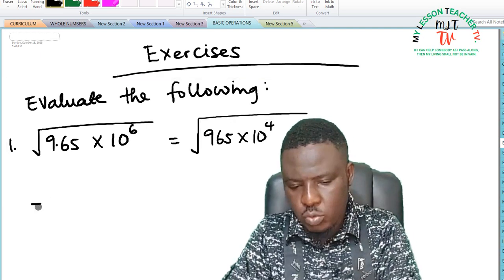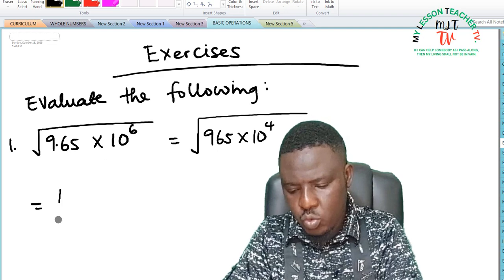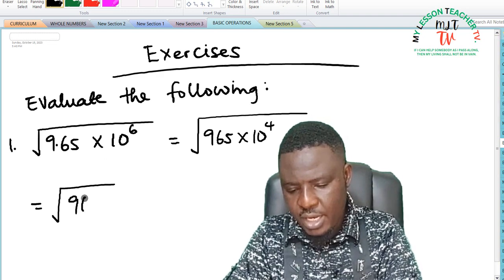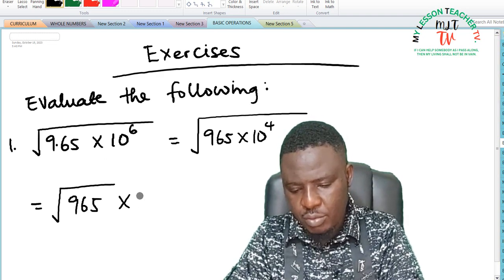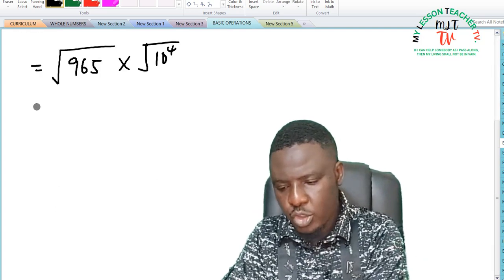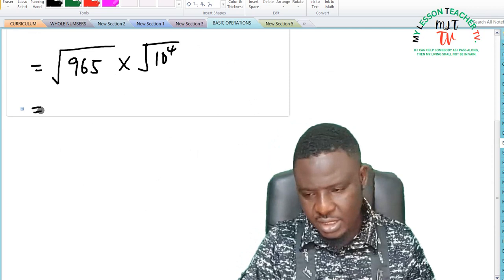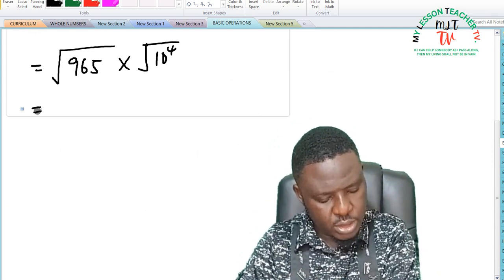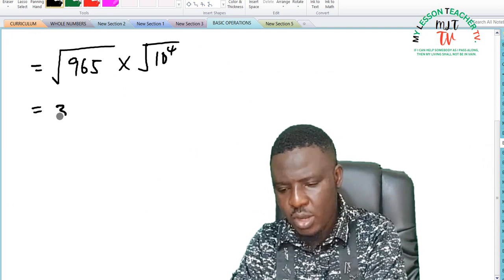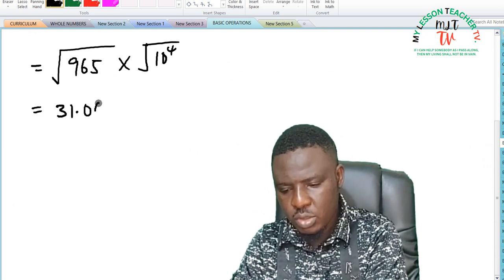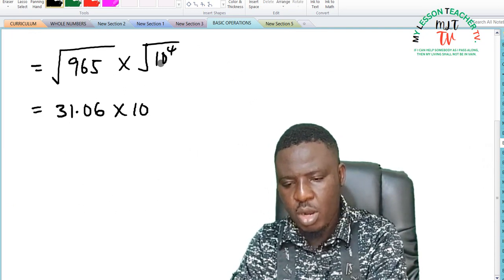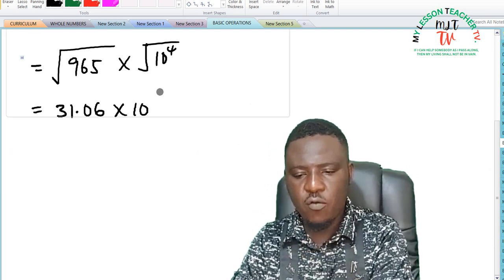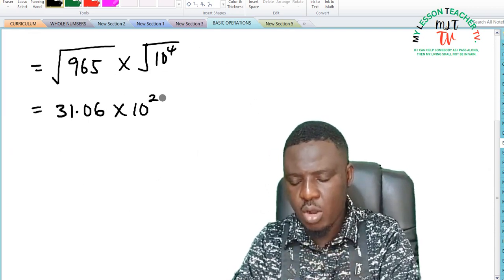This is equal to the square root of 965 times the square root of 10 to the power 4. And if you punch your calculator, the square root of 965 is equal to 31.06. So we have 31.06 times 10 raised to the power of, the square root of 10 raised to the power of 4 is said to be 10 raised to the power of 2.